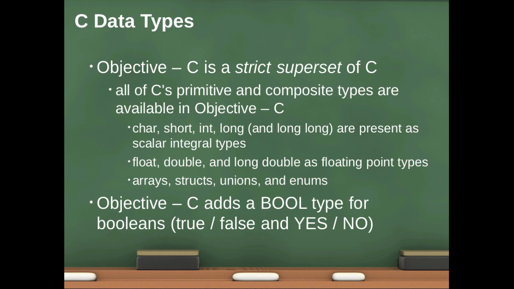Objective-C adds a BOOL type, and it's all capital letters, B-O-O-L. And this is for booleans, and this is a 1-byte value. True and false are defined because Objective-C inherits everything from C. But in Objective-C, we use capital YES and capital NO for true and false, respectively.